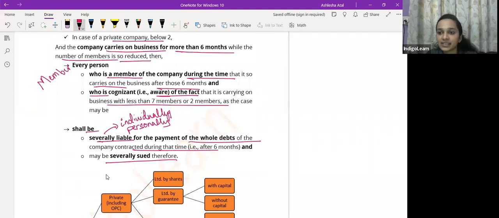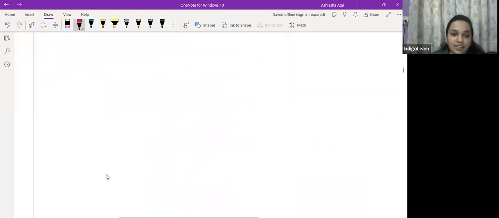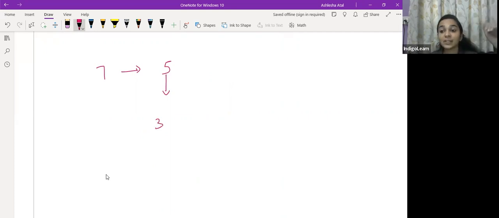If a company has 7 members, ITC had 7 members, and only 5 are left, and out of these 5 members only 3 are aware of the fact that the company is running with below 7 members. However, 2 members who live in the US do not know that the company is not satisfying the minimum number of members requirement.